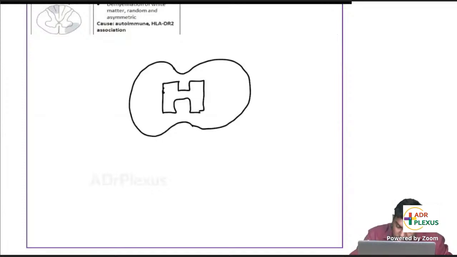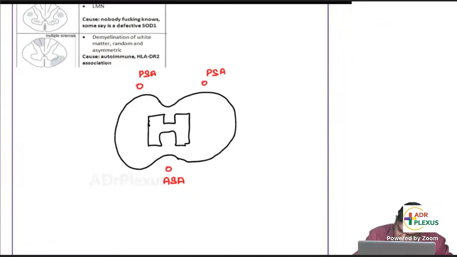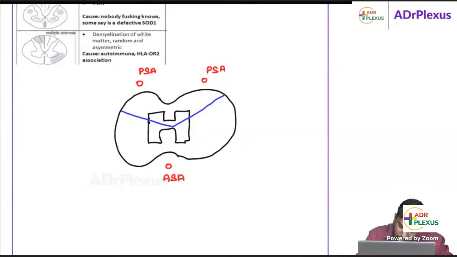Okay. So here, what is this one? Anterior spinal artery, posterior spinal artery. Okay. Whenever your anterior spinal artery is getting involved, what is going to happen?